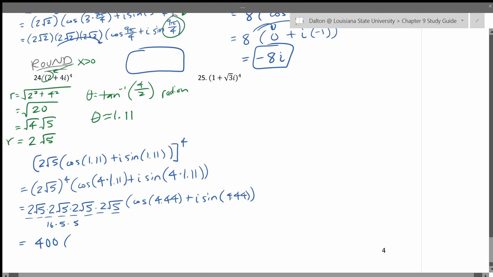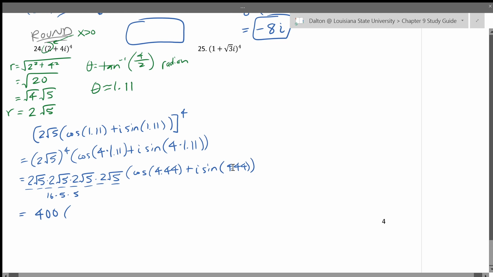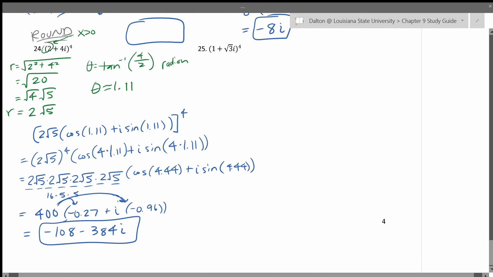Okay, and then actually calculate, again, make sure you're in radian mode. The cosine of 4.44 will be negative 0.27 plus i times the sine of 4.44 will be negative 0.96. And then when you distribute 400 to each of those, you're going to end up with the approximation, because we rounded, of negative 108 minus 384i.